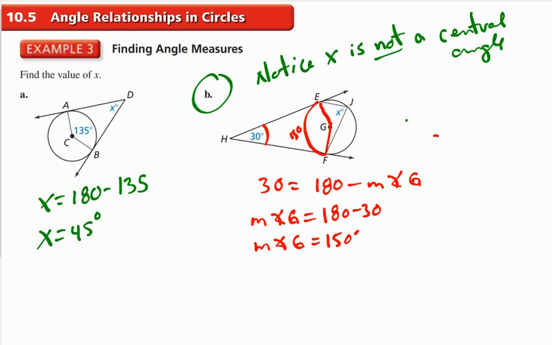And x is an inscribed angle, so x is equal to 1/2 the intercepted arc. It intercepts the 150-degree arc, so x is 75 degrees.